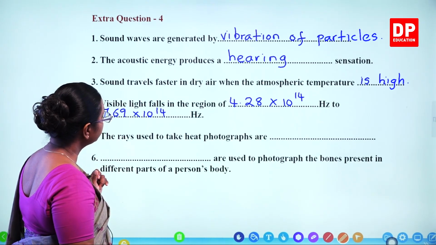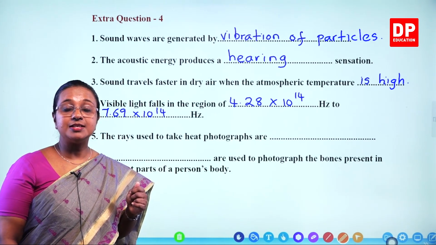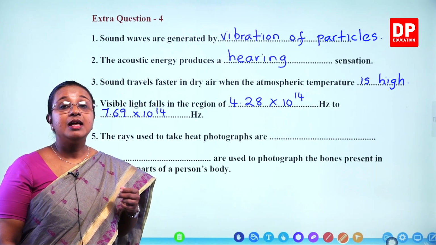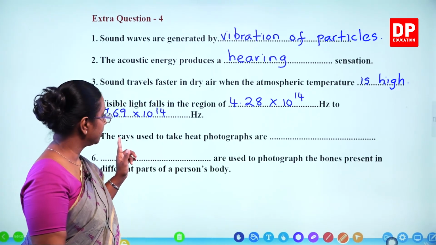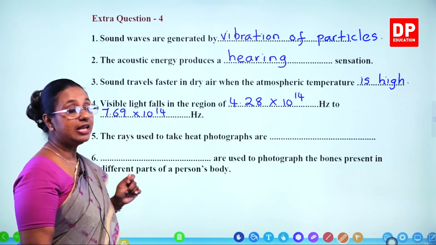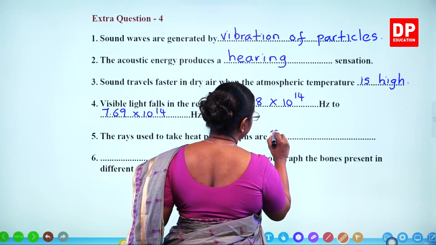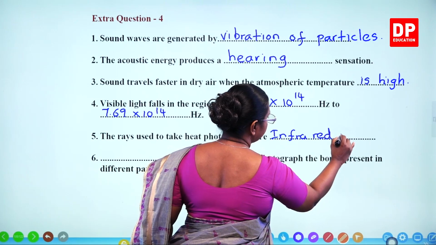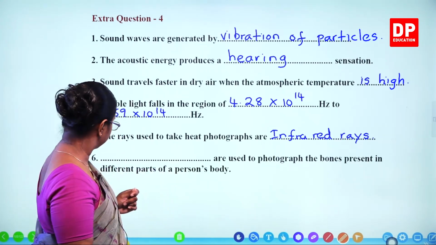The rays used to take heat photographs. We all know we use one of the regions in the electromagnetic spectrum. What is that region? The IR rays. Infrared radiation is also referred to as heat radiation. So heat photographs are taken using infrared rays. The rays used to take heat photographs are infrared rays, or you can even write it as IR rays.